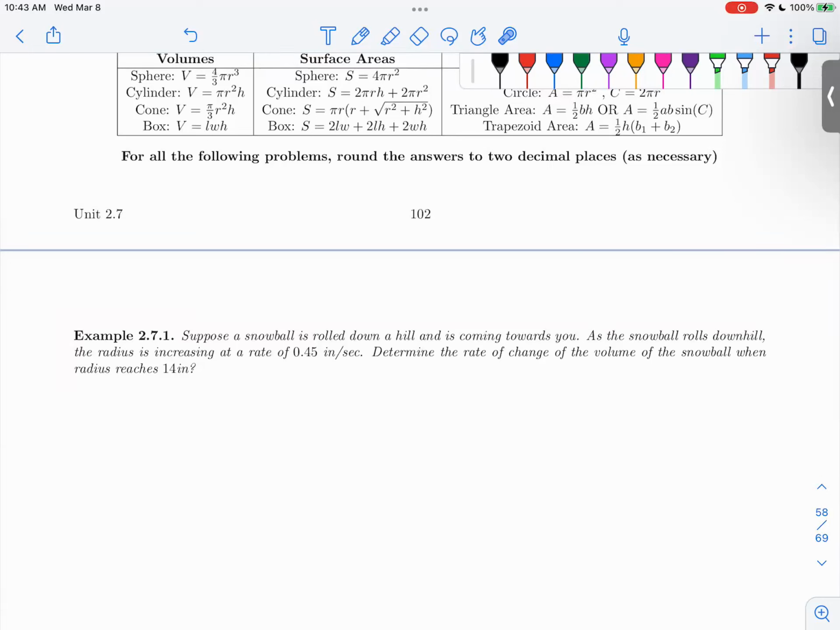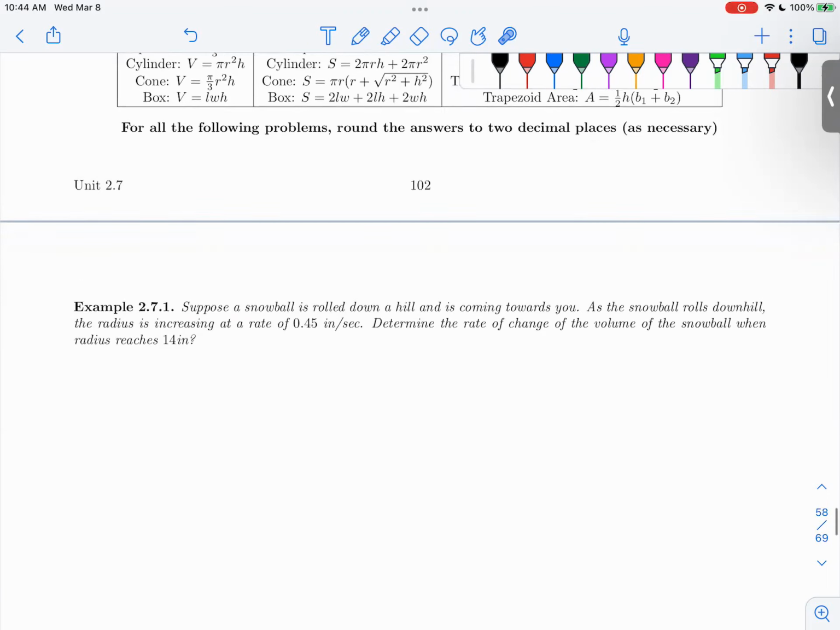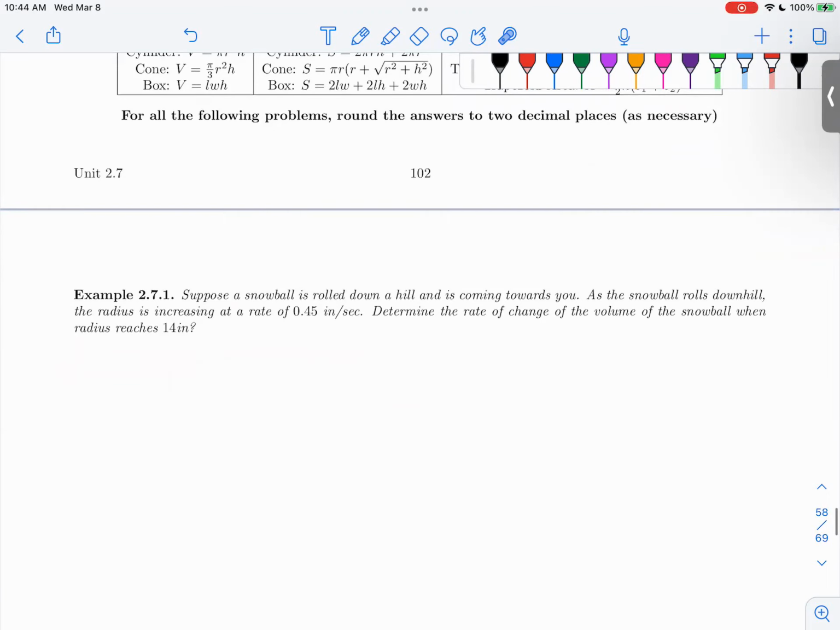All right, so we have done step 0. We have read the problem carefully. Now we have to draw a picture. Step 1. So we have this little hill, and you're down here, and you see this little spherical ball coming towards you, and its radius is increasing. Right? That's when you run away.